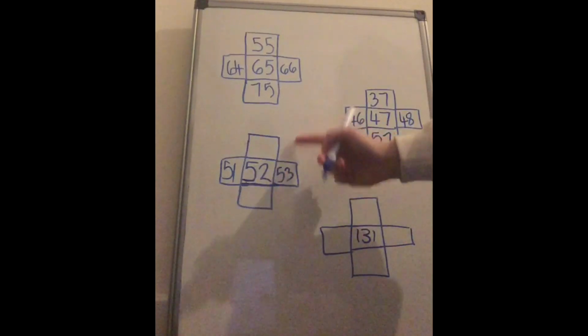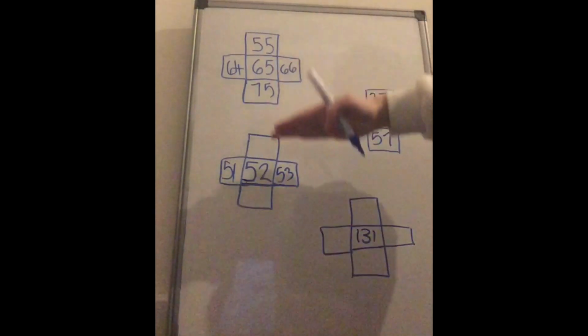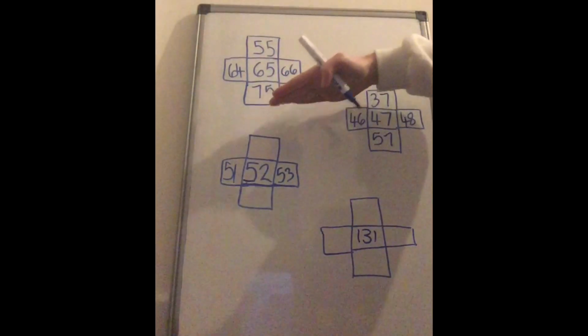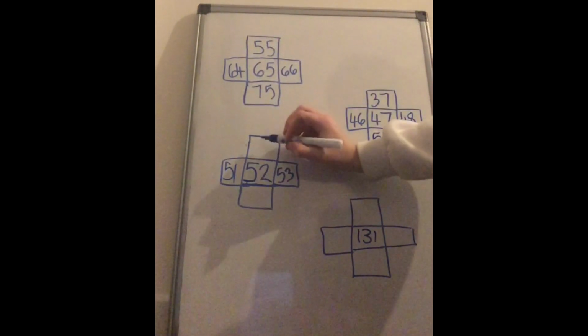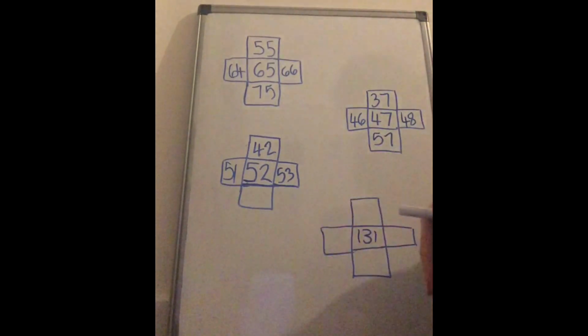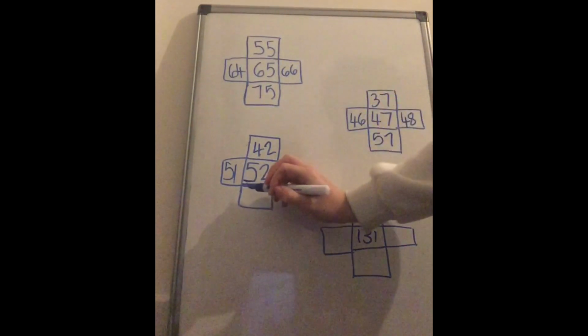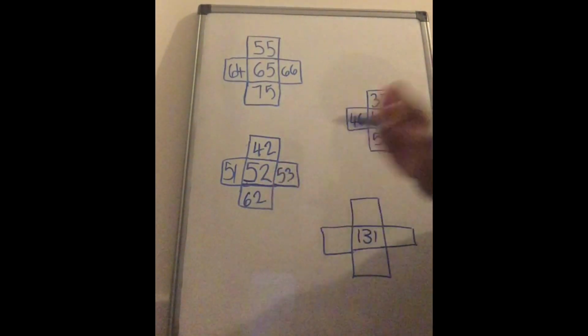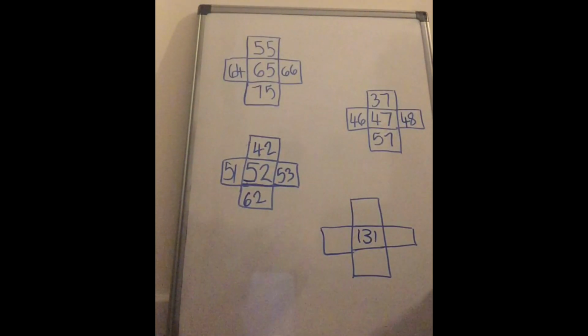Now for our 10 less, 10 more, remember if you go up, you're always doing 10 less, another 10 less, another 10 less, another 10 less. So 52, it'd be 42. And when you're going down, you're always going 10 more. So 52, 62, 72, 82, 92.